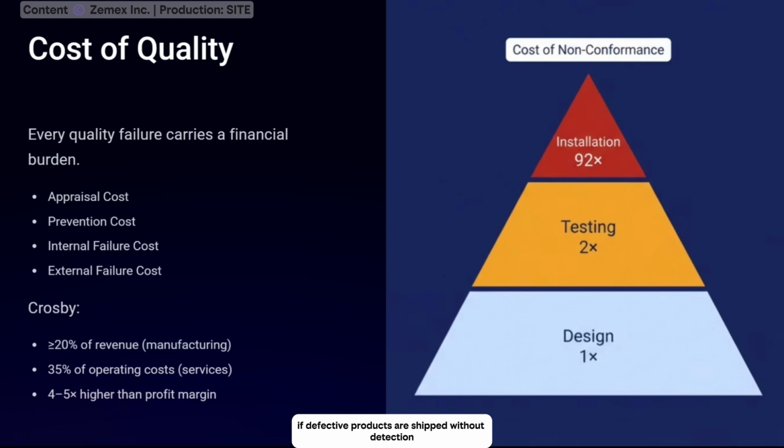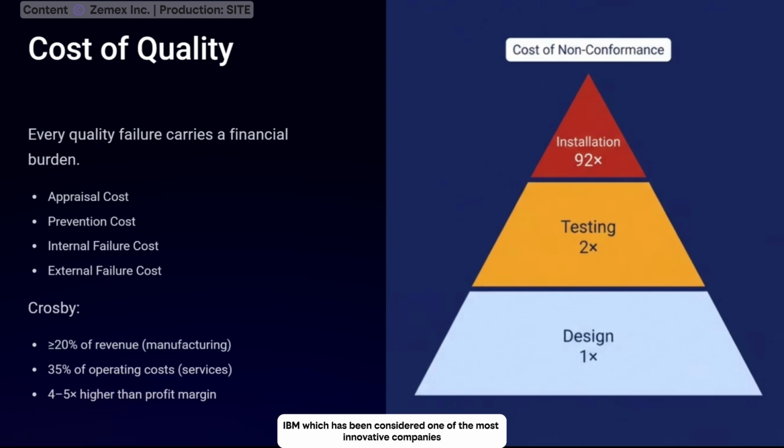However, if defective products are shipped without detection, the company must take additional actions to fix the issues in the market. These are called external failure costs. Overall, the key point is that the cost of not meeting customer expectations, known as the cost of quality, is significant, whether it is explicitly recognized or not.